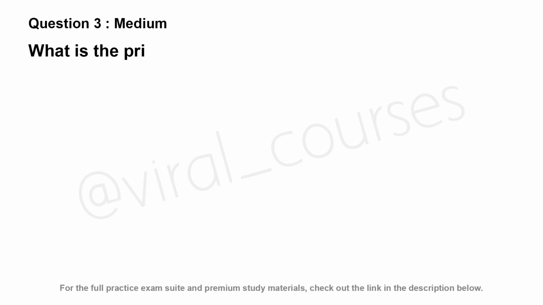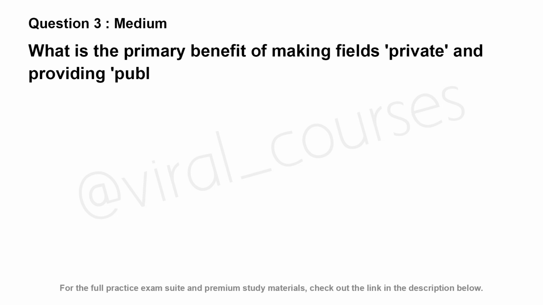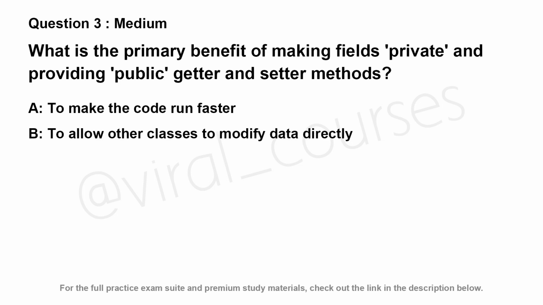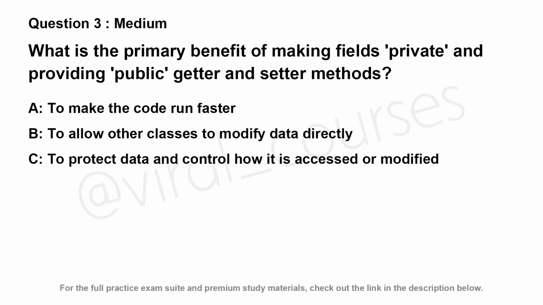What is the primary benefit of making fields private and providing public getter and setter methods? Option A, to make the code run faster. Option B, to allow other classes to modify data directly. Option C, to protect data and control how it is accessed or modified. Option D, to ensure the class cannot be inherited.